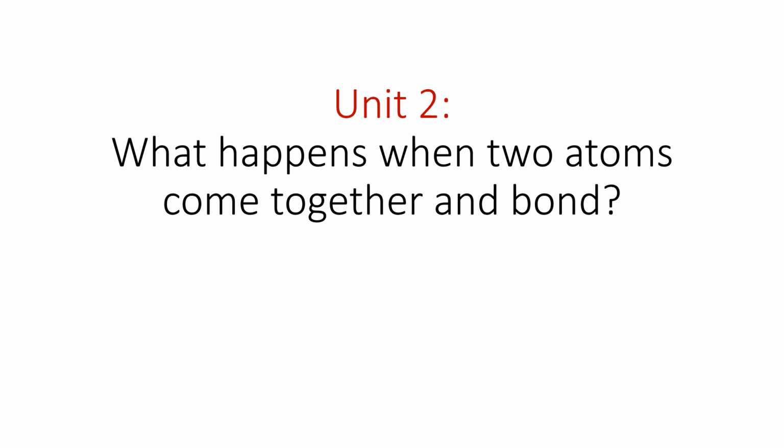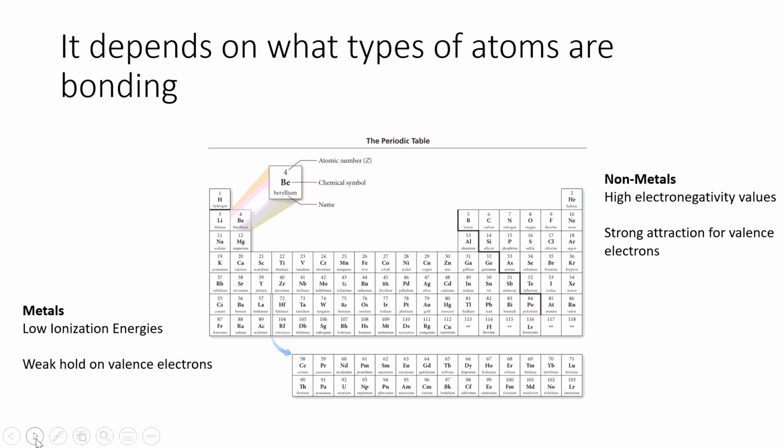Welcome. In Unit 1, we studied the structure of a single atom. In Unit 2, we're going to ask the question, what happens when two atoms come together and form bonds? That's what we're going to start to answer today. And it's going to depend upon what types of atoms are bonding.